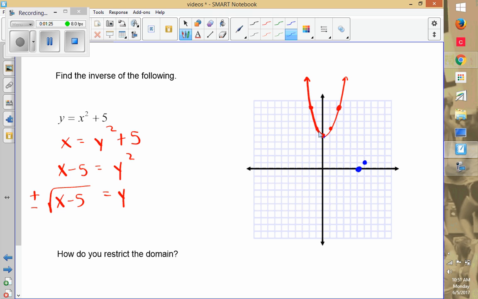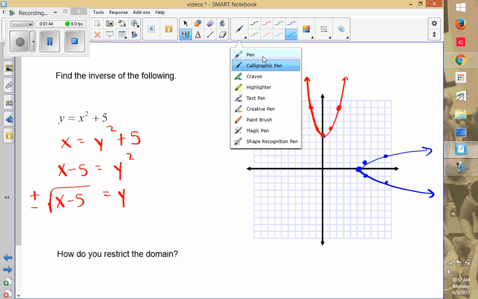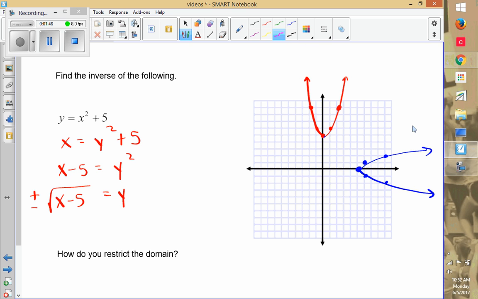We have the point negative 1, 6. So that's going to be 6, negative 1. We also have the point 2, 9. So we have 9, 2. And we have negative 2, 9, which would be 9, negative 2. And when I graph this, you'll see what happens. I am reflecting over the line y equals x. So you can see that I'm going to sketch that in for you.